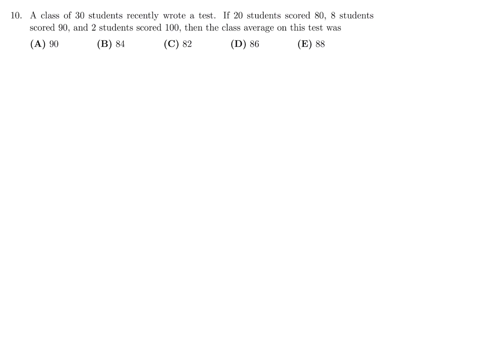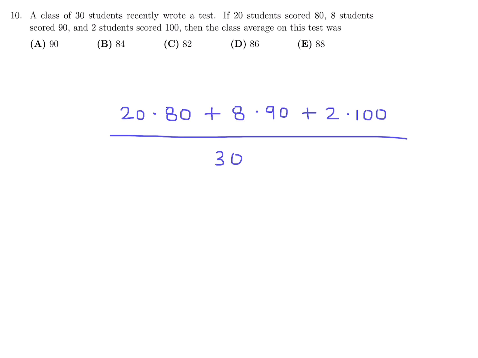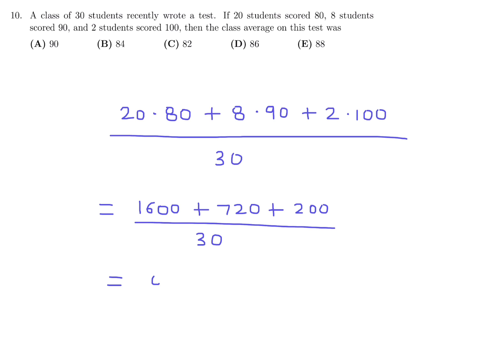A class of 30 students recently wrote a test. If 20 students scored 80, 8 students scored 90, and 2 students scored 100, then the class average on this test was. All right. 20 times 80 plus 8 students times 90 plus 2 students times 100, all divided by the number of students, which is 30. So do this math. 1600 plus 720 plus 200 all over 30. And if you do that, you will get 84 exactly. So number 10, the answer is B.